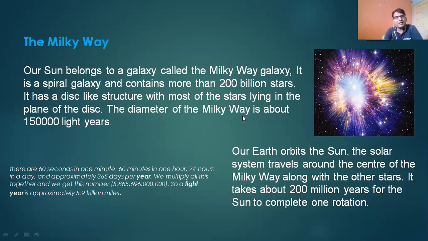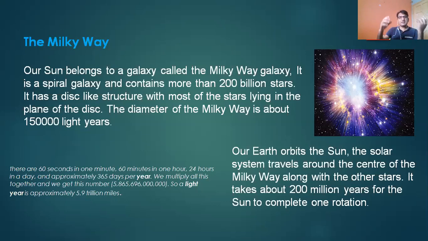The diameter of the Milky Way is about 150,000 light years. So 150,000 light years is the diameter of the Milky Way. You can guess from that how big the Milky Way is.